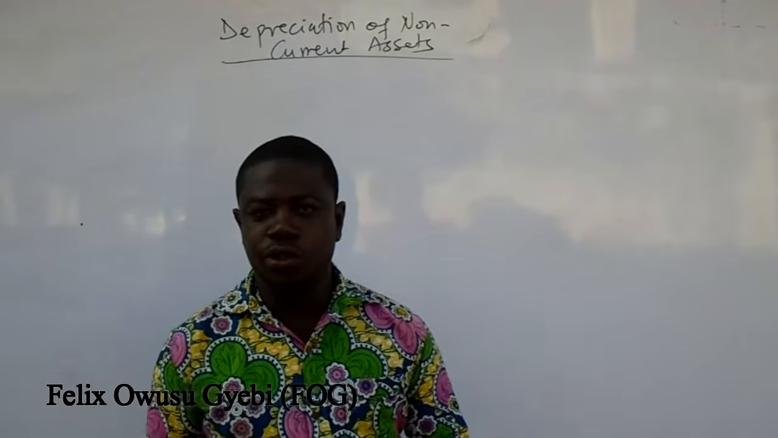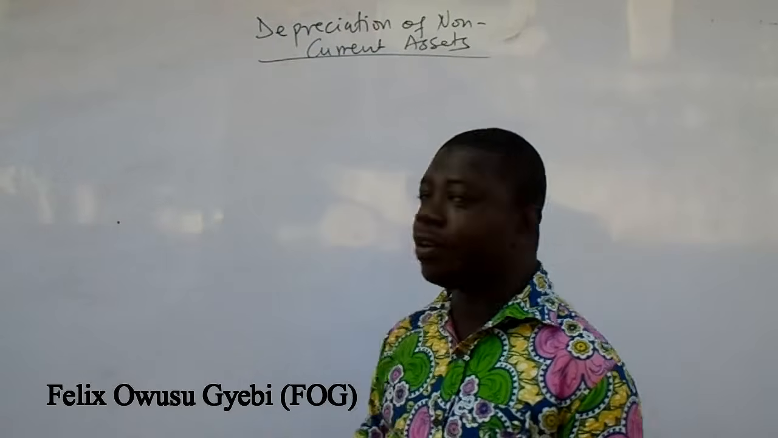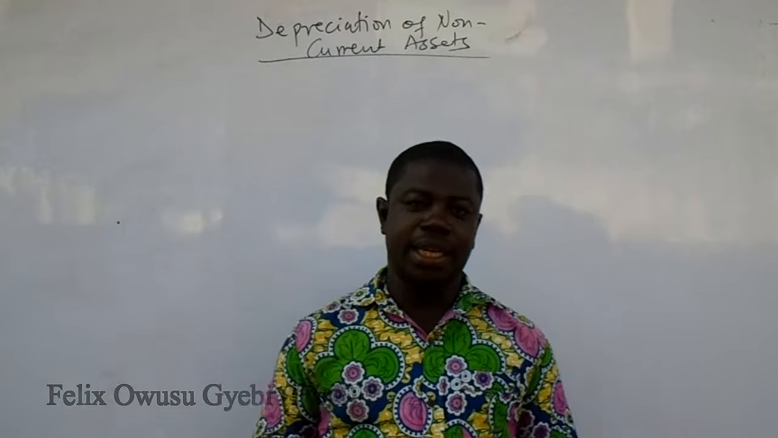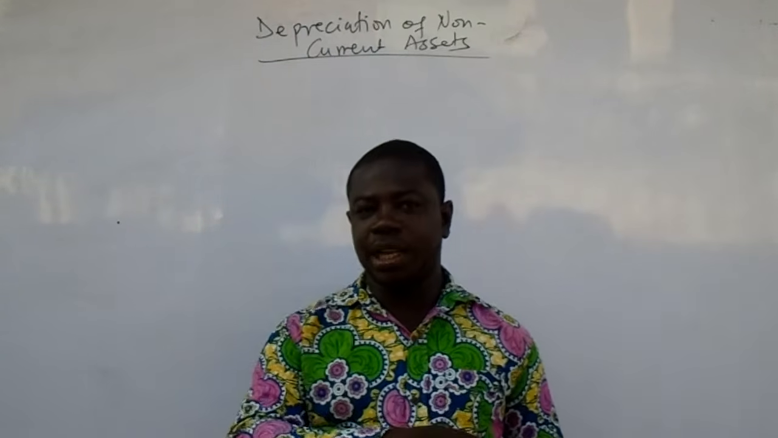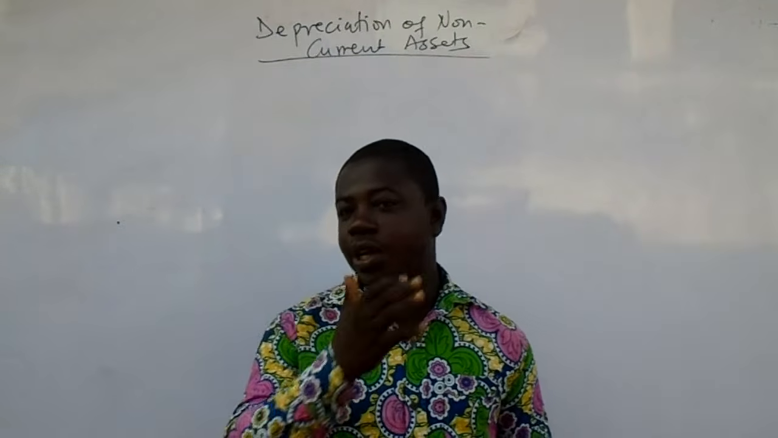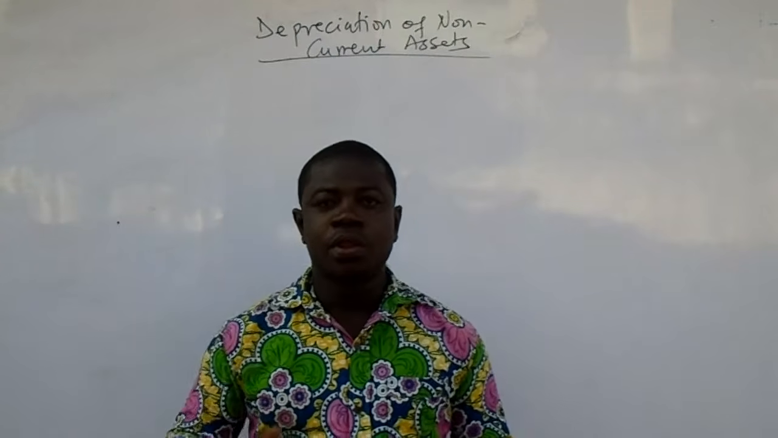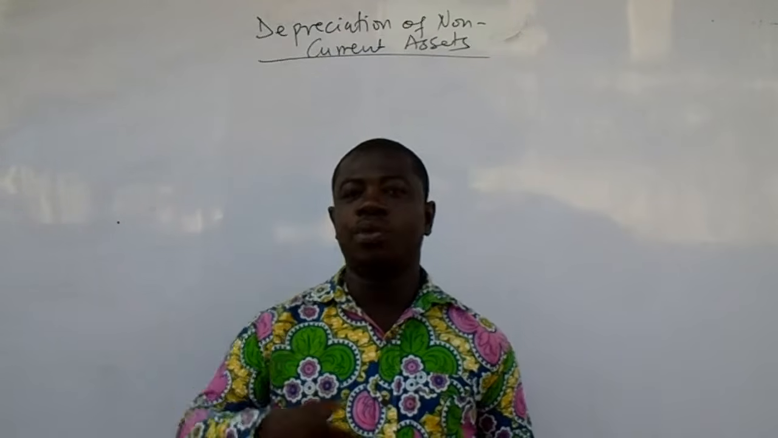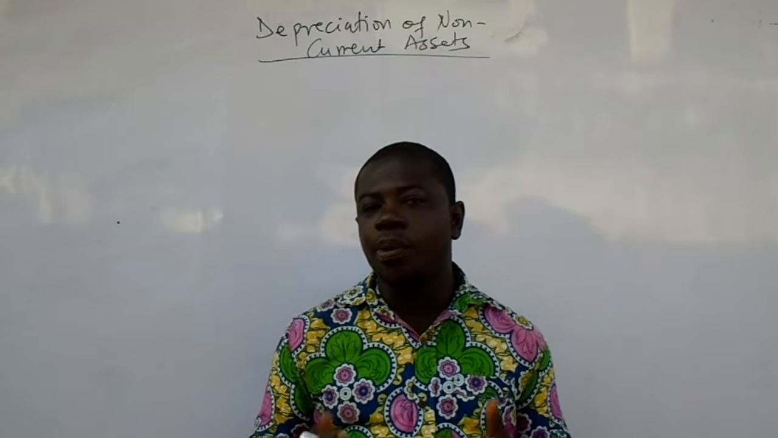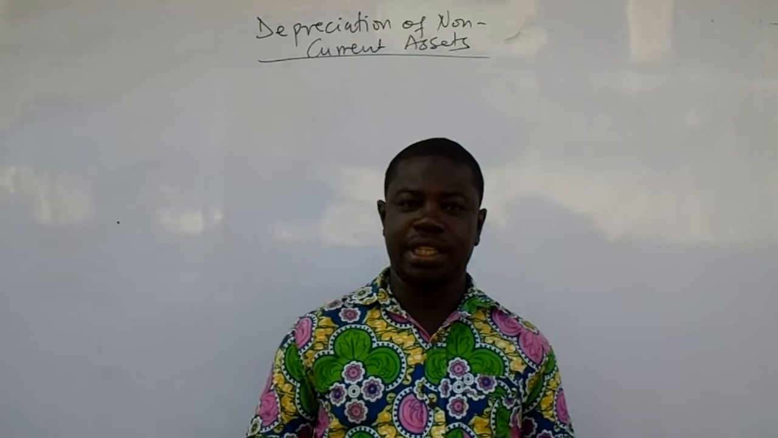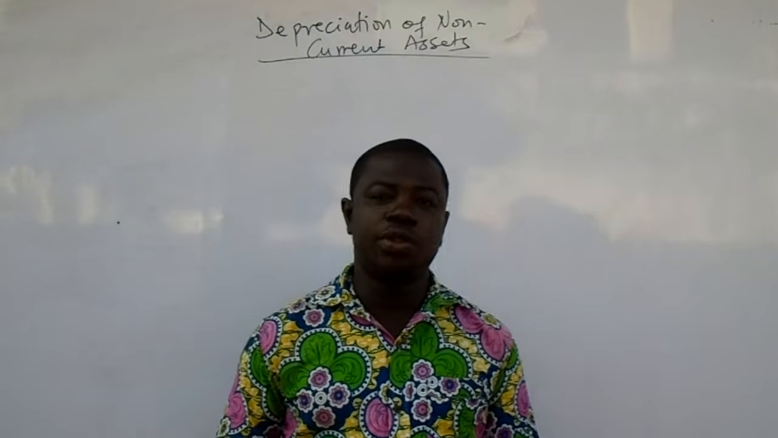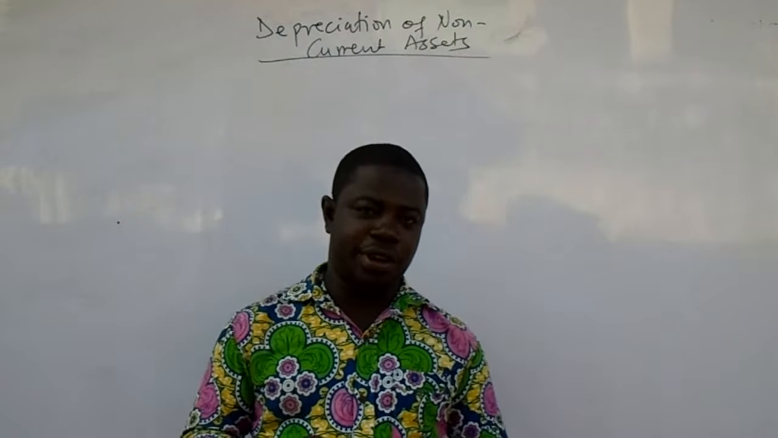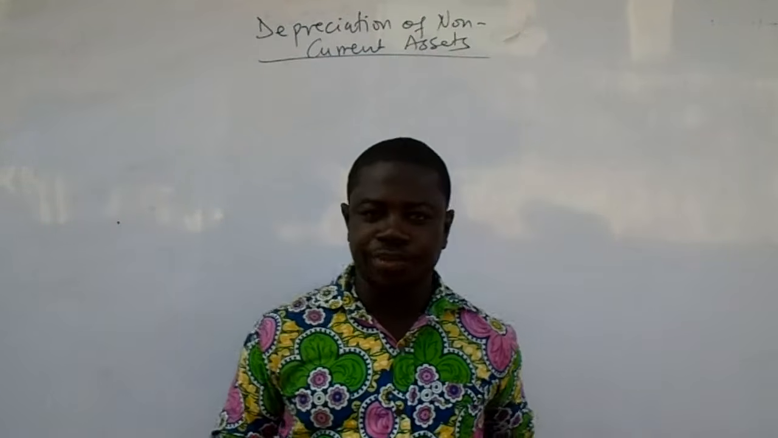Alright, so we proceed to depreciation of non-current assets. Now, I want you to understand that there is a difference between capital expenditure and revenue expenditure, which I've already explained in my previous videos. So capital expenditure is expenditure that is incurred in acquisition or improving upon the value of a non-current asset. And then revenue expenditure has to do with the expenditure incurred in the maintenance of the value of a non-current asset. Now, what is depreciation?